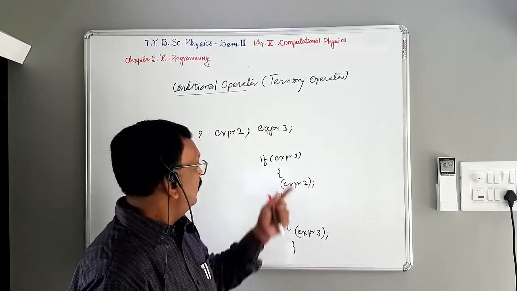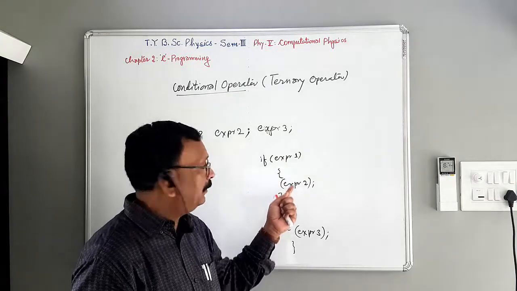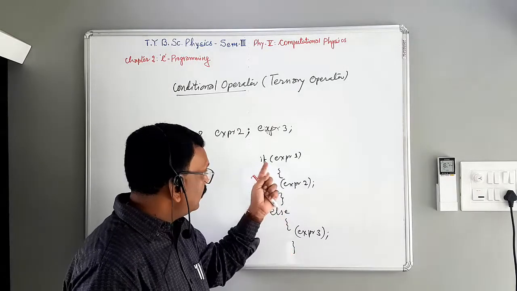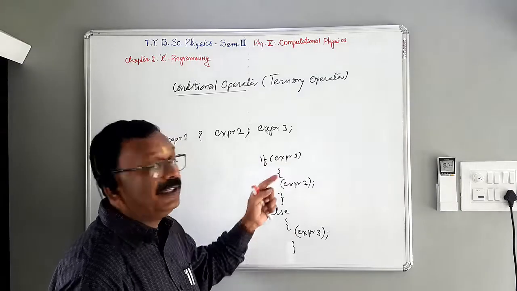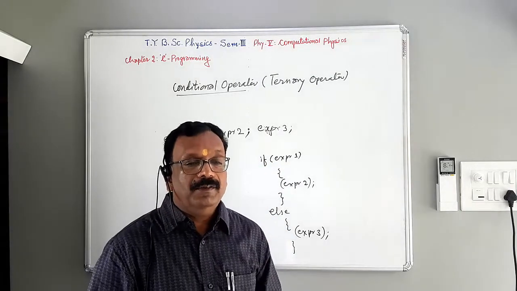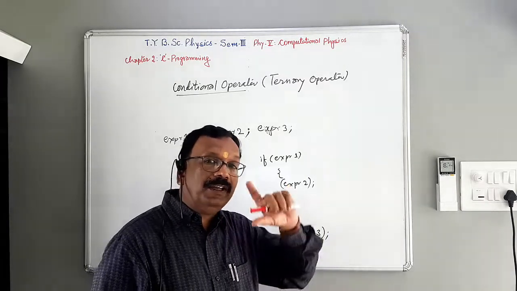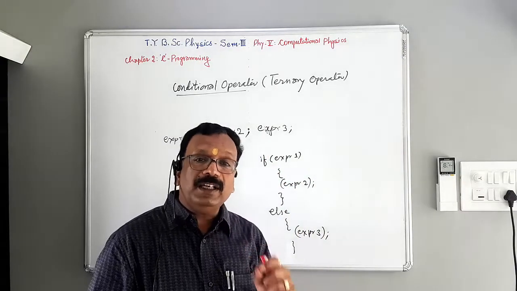If the condition is true, then execute this. If the condition is not true, then execute this. When we want to execute this type of segment in our program, we have to use the conditional operator. While evaluating the program, remember that expression 1 is executed first.